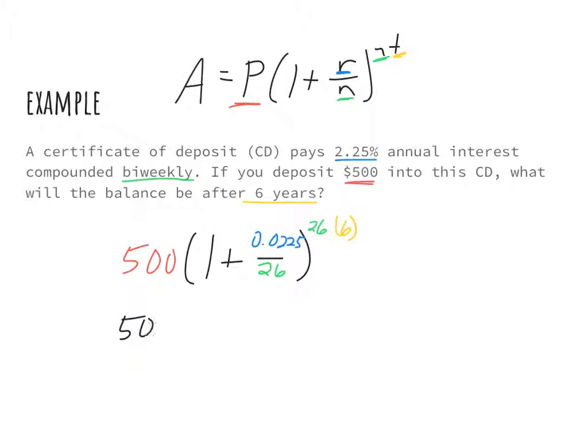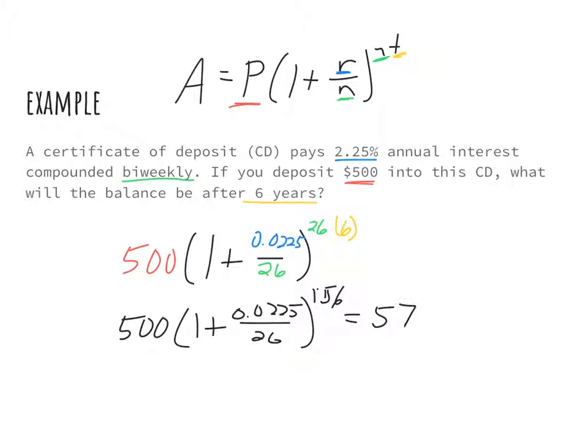So cleaning this up a little bit, we should have 500 times 1 plus 0.0225 over 26. If I multiply 26 and 6 together, I should get 156. So if I type that into my calculator, I should get an answer of $572.23.